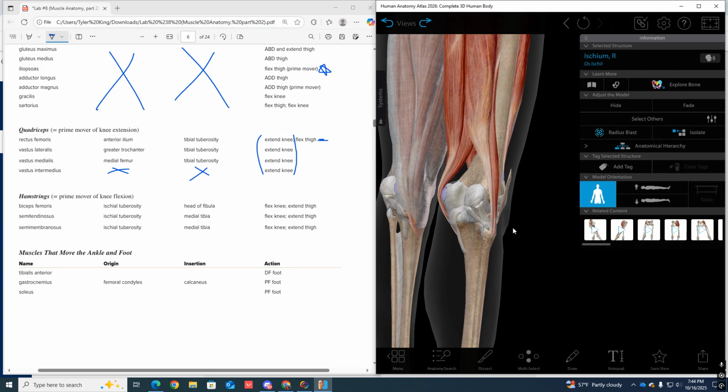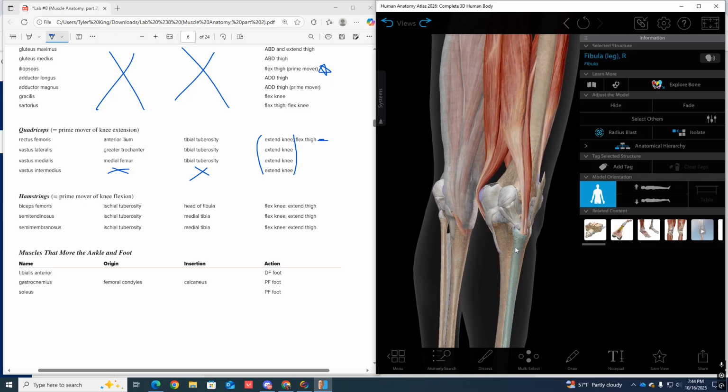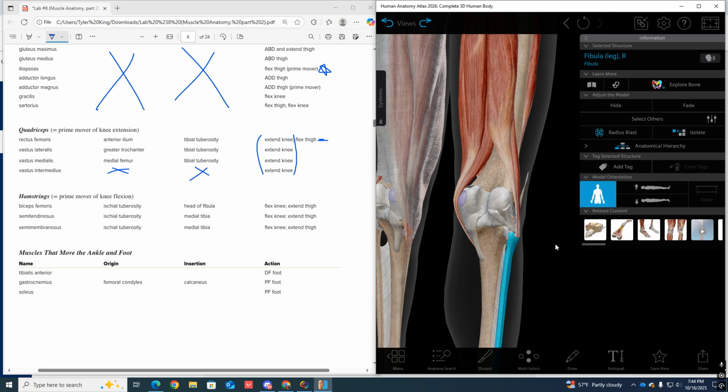And then it's going to come down and it's going to insert itself on the head of the fibula. Remember, the head of the fibula is one of the two bones of the lower leg. It is the lateral one. And the head of the fibula is named because it is the head. It's the most superior landmark of the fibula.